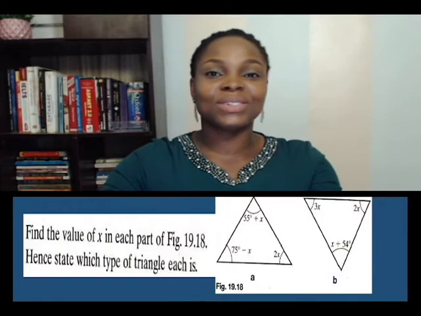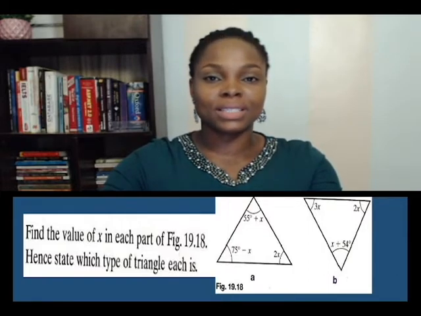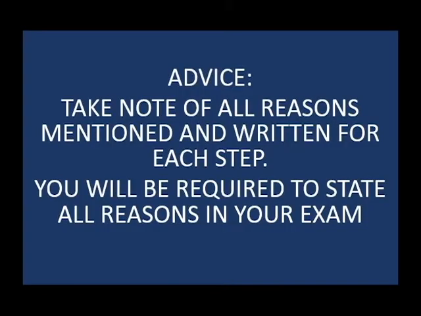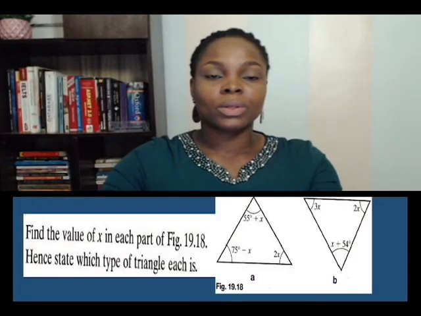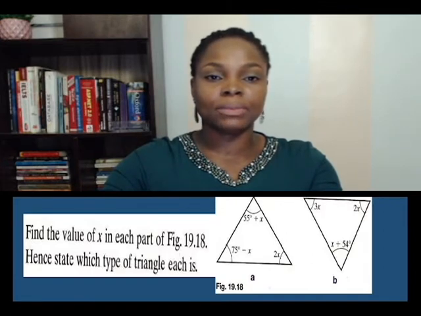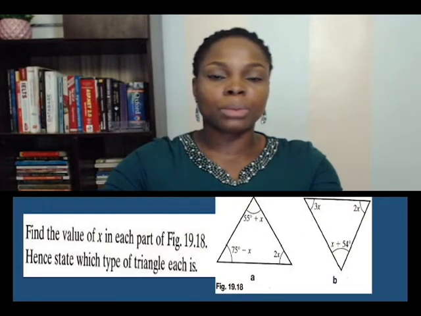I love to tutor. This question is on page 196 of New General Mathematics by MF Macrae et al. So the question says, find the value of x in each part of figure 19.18. Hence, state which type of triangle each is.